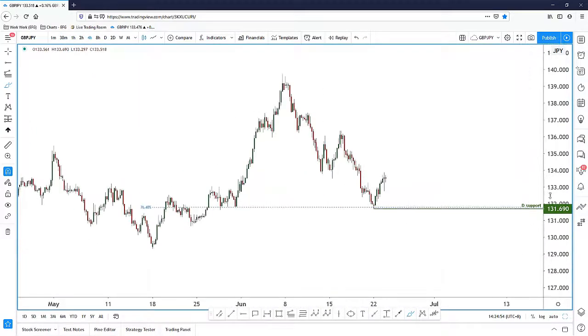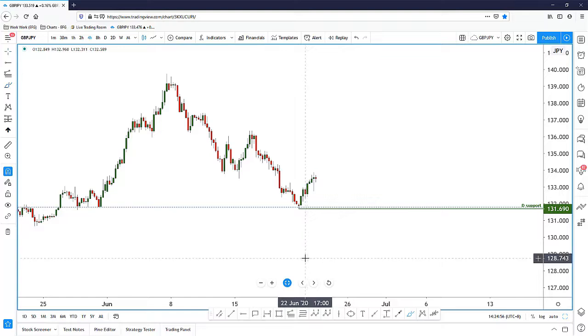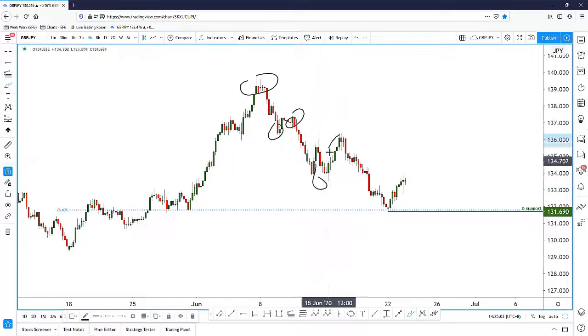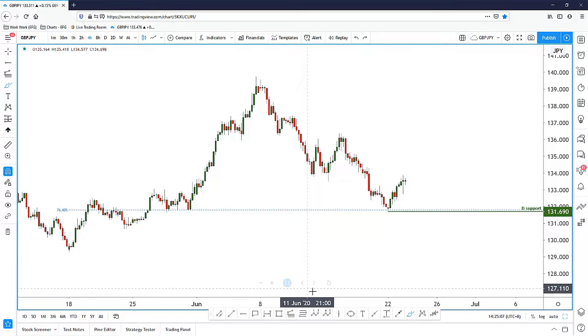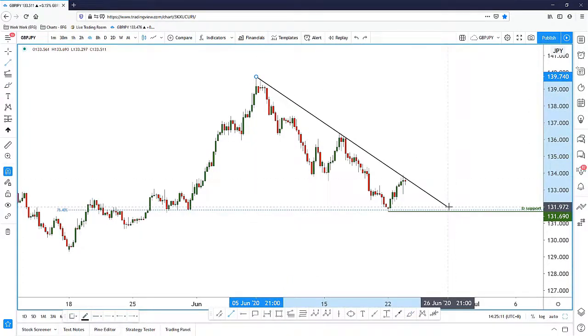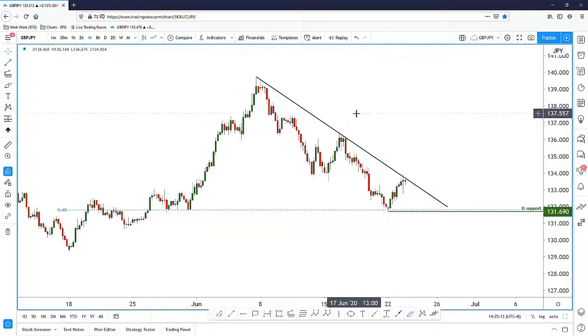Now on the 4 hours, this is what I see. Price has made a high here, and it made a low, it made a lower high, a lower low, a lower high, and a lower low. Now if we were to connect the highs and tap as many candles as possible, we see that price is really testing this descending trend line resistance.